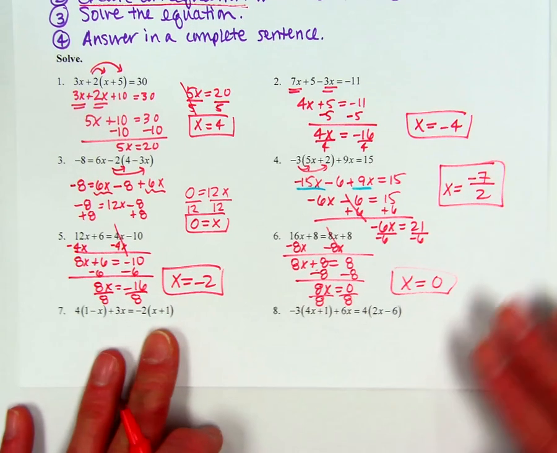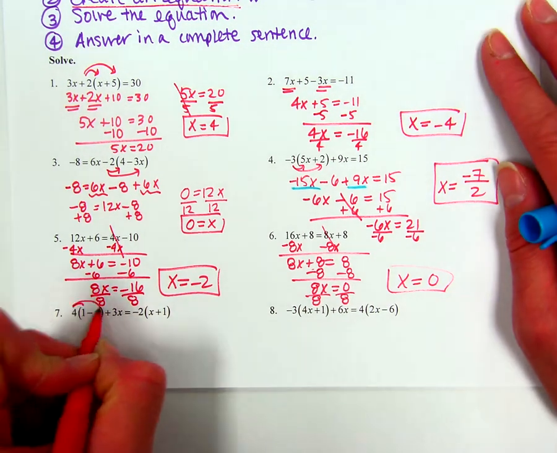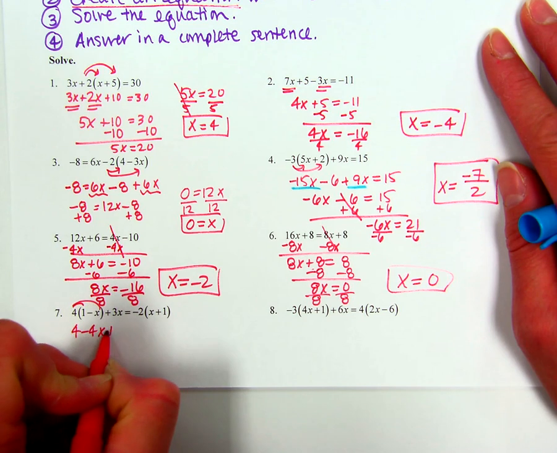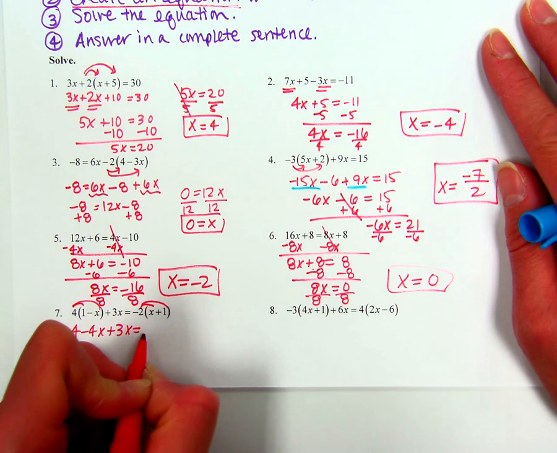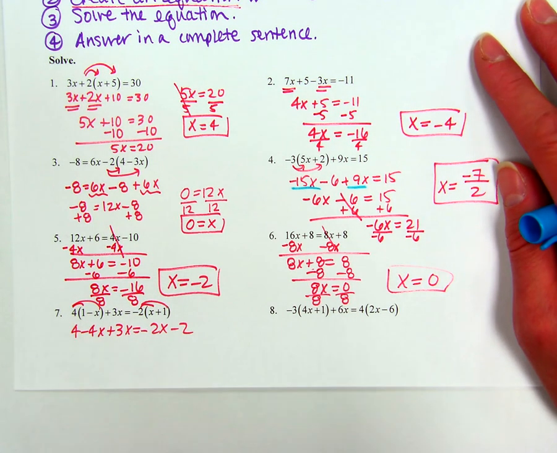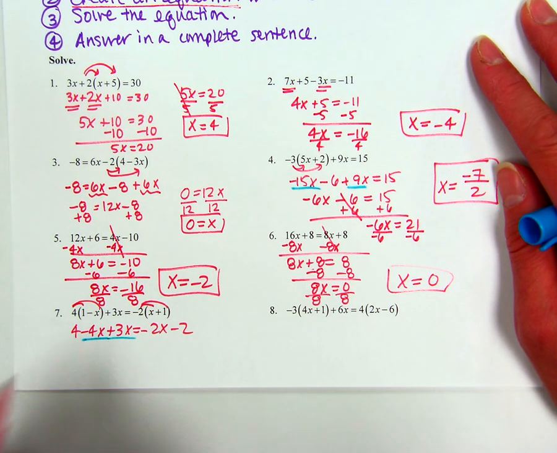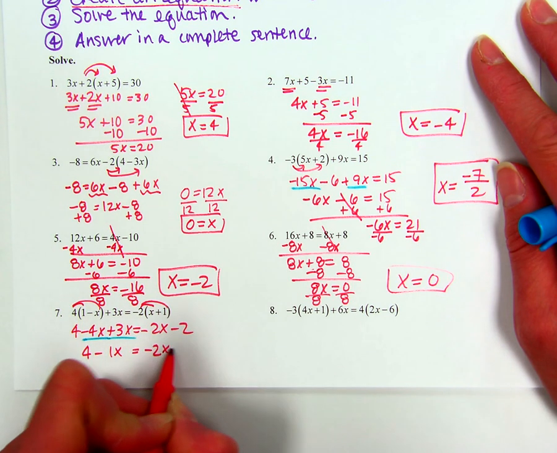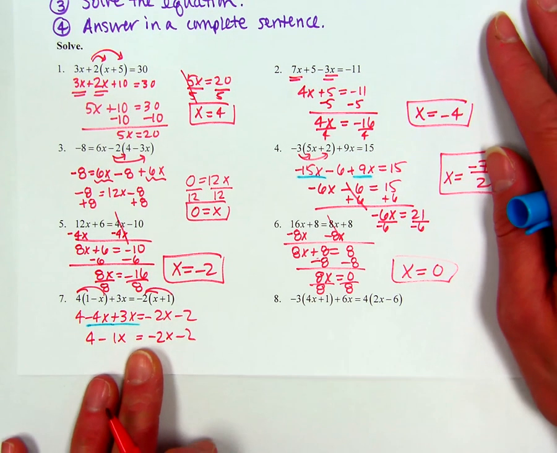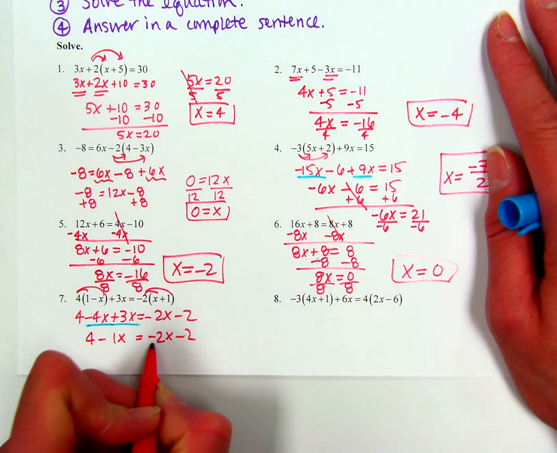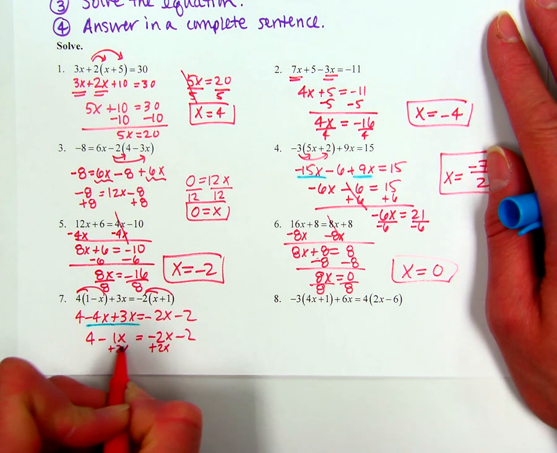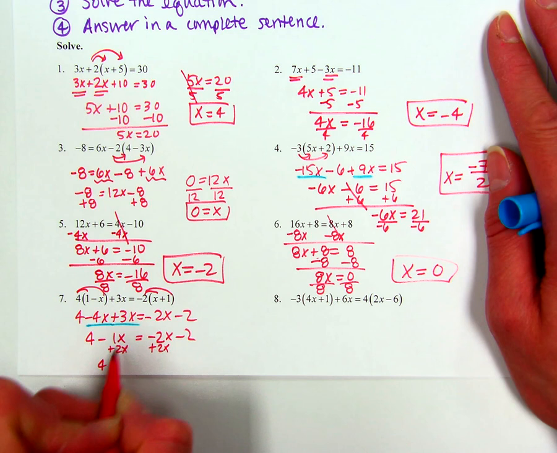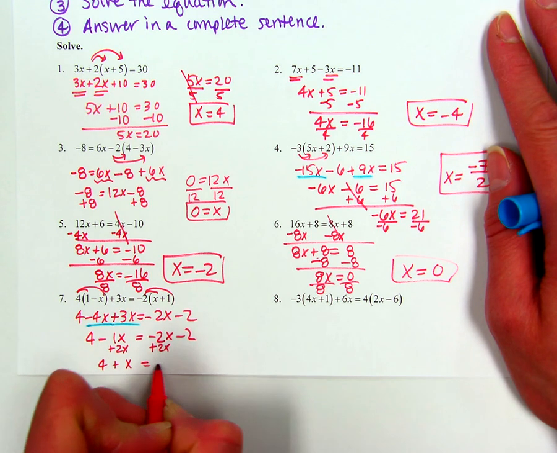All right, a couple more on this side. So distributive property, I have 4 minus 4x plus 3x equals negative 2x minus 2. I'm going to combine my like terms. So negative 4 and 3 is negative x, or negative 1x. And then I'm going to move my variables over. So I'm going to add 2x. So I have 4 plus x equals negative 2.